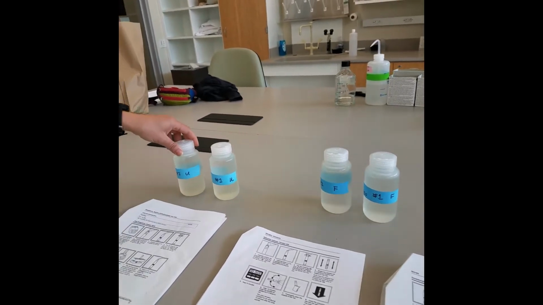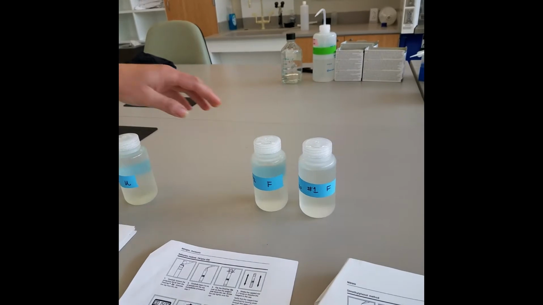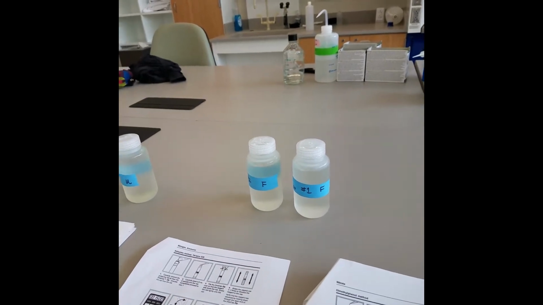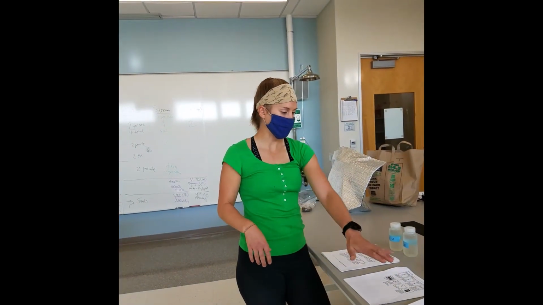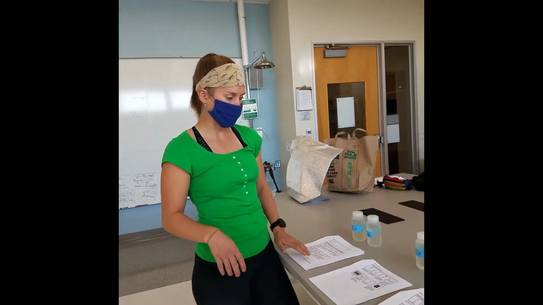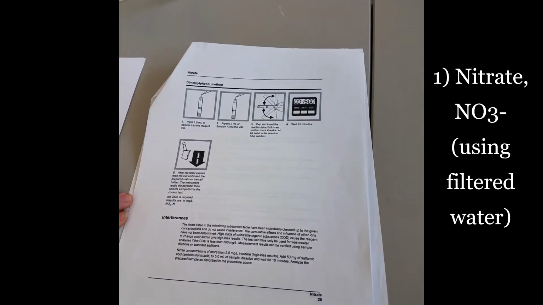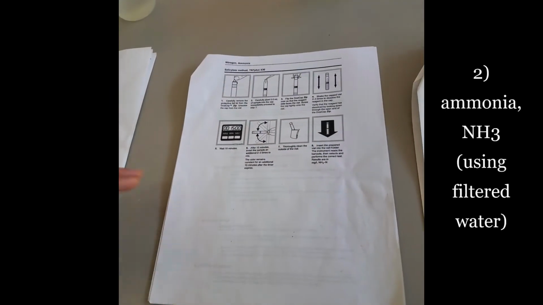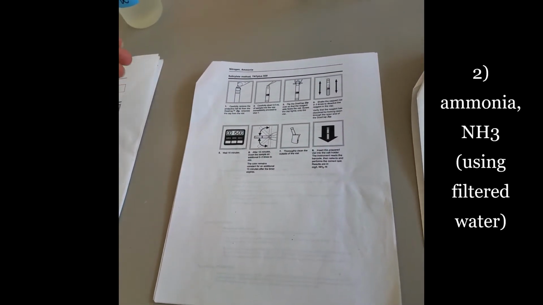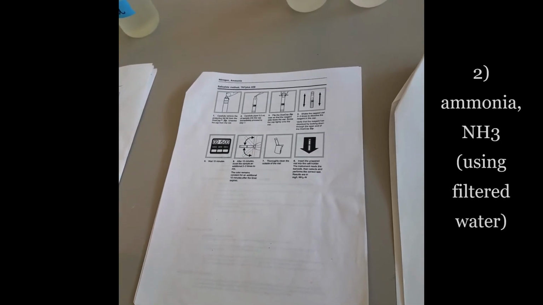So we have both unfiltered and filtered water. We have 2 samples of each. And we're going to do 4 tests in total. And these are the procedures for those. We have our nitrate, so this is with the filtered water. We have our nitrogen, ammonia, so that's another form of nitrogen, inorganic nitrogen, besides nitrate in the water.